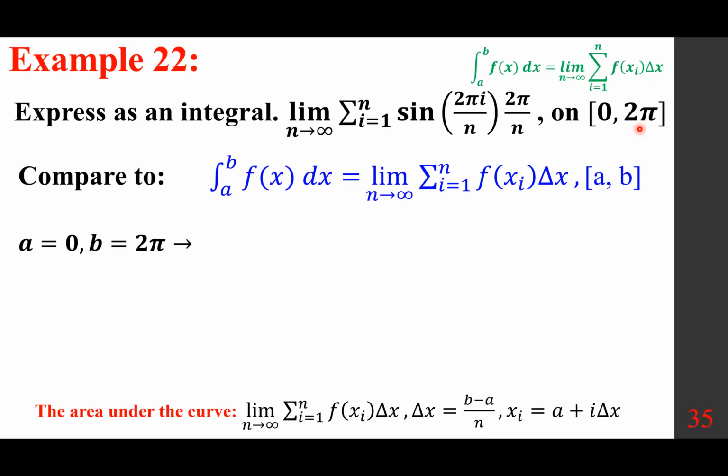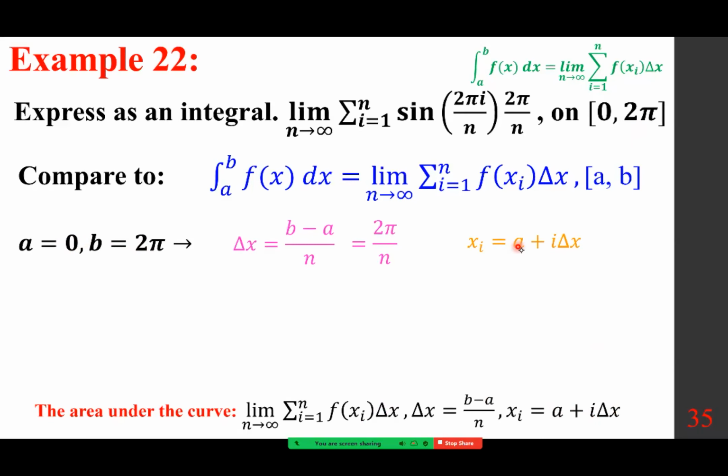Delta x is b minus a over n, which is 2 pi minus 0 over n. X sub i is a plus i delta x. Replace the a with 0. Basically, that's nothing. So it's i times delta x, or 2 pi over n, or 2 pi i over n.